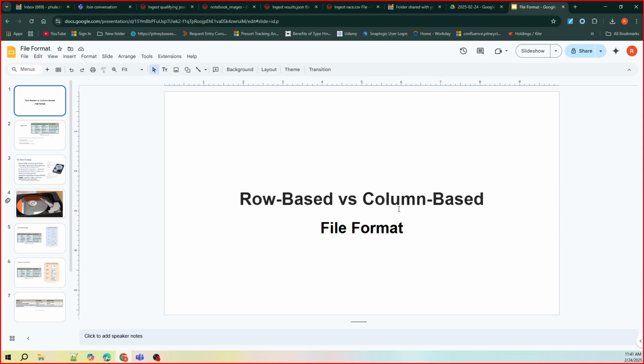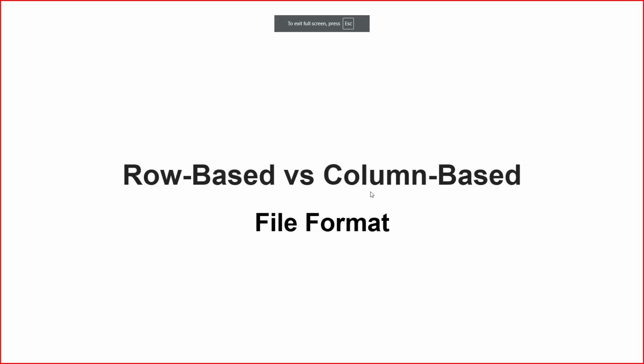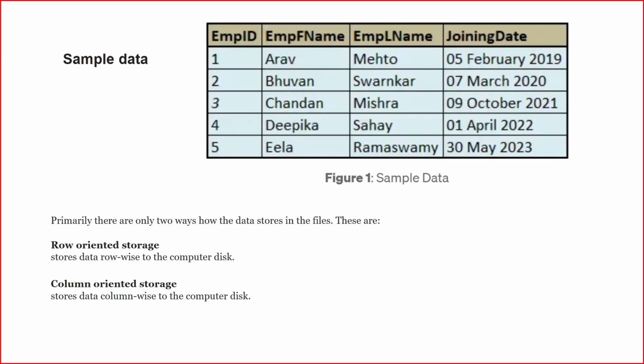So there are actually two types of file format, row-based and column-based file formats. Traditionally, whatever file formats we were using before the big data era, before distributed computing, were row-based file formats. We can categorize them mainly into two only: row-oriented storage and column-oriented storage.